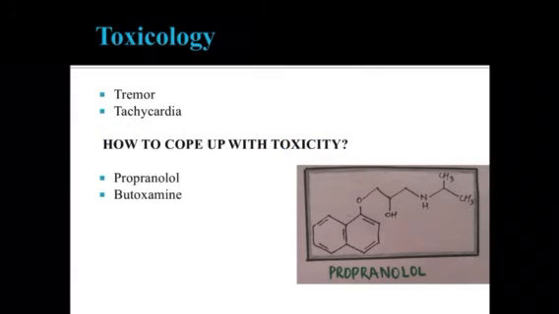Toxicology of salbutamol. Salbutamol toxicity results in tremor and tachycardia. Tremor is the shivering of muscles and tachycardia is the increased heart rate. How to cope with the toxicity? Propranolol and butoxamine are used to treat the toxicity of salbutamol, but propranolol is used clinically because it is a non-selective beta antagonist. It normalizes the heart rate as well as decreases the beta-2 receptor activity.